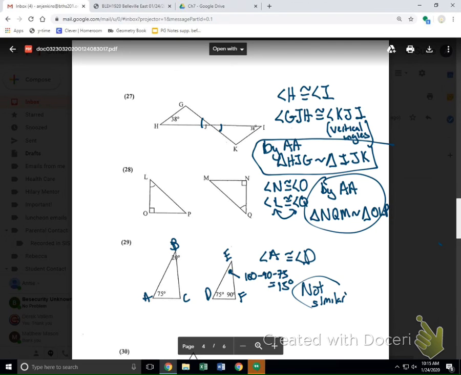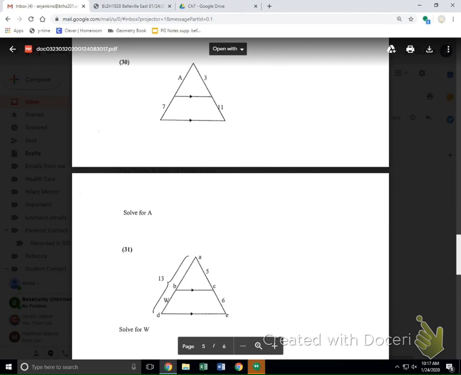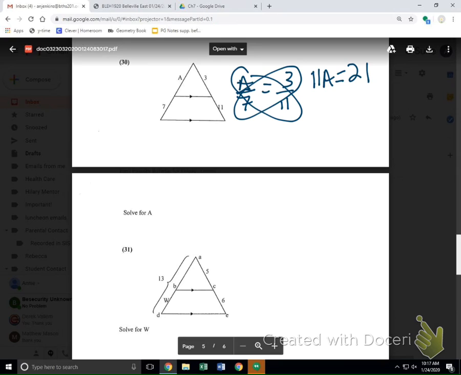Okay, we're on to our next one. I'm going to pause the page so I can restart the next one. Last two questions are both side splitters. So remember, it's the original small triangle, A, over the continuation to make it the big triangle, 7. So A over 7 equals 3 over 11. Cross multiplying, A times 11, it's going to be 11A. 3 times 7 is 21. Divide by 11. A equals 1.9.